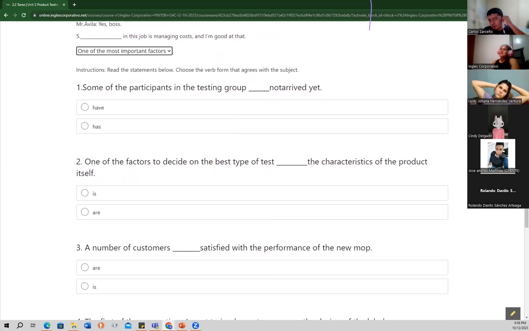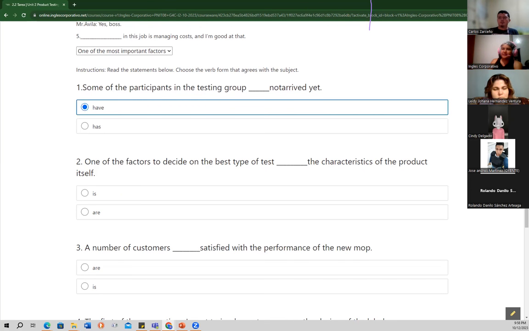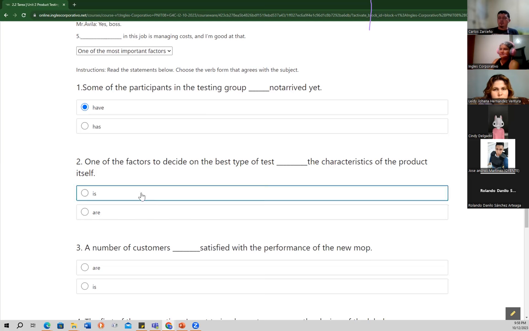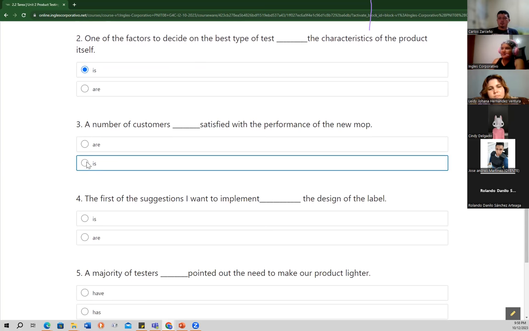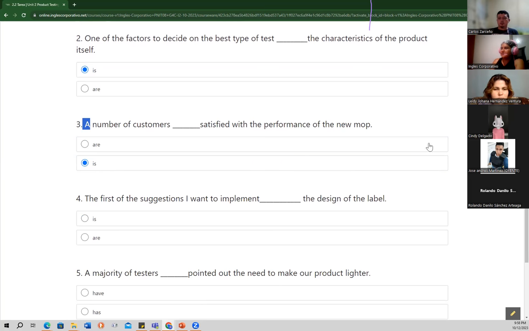Number one: some of the participants in the testing group have... Because it's plural, right? Yes. Okay, one of the factors to decide on the best type of test is the characteristic of the product. A number of customers are or is? Is. Very good. Pay attention to this, right?